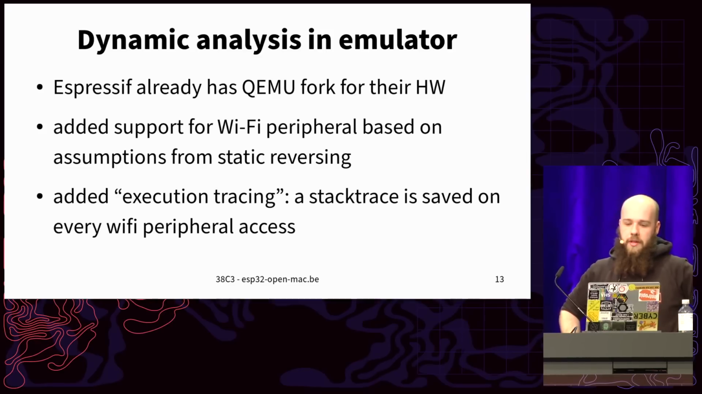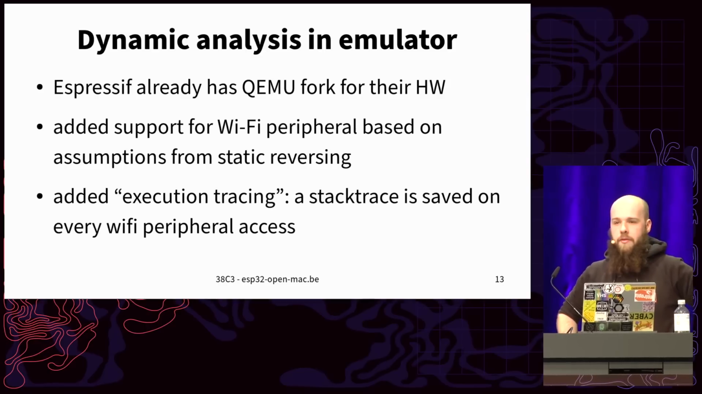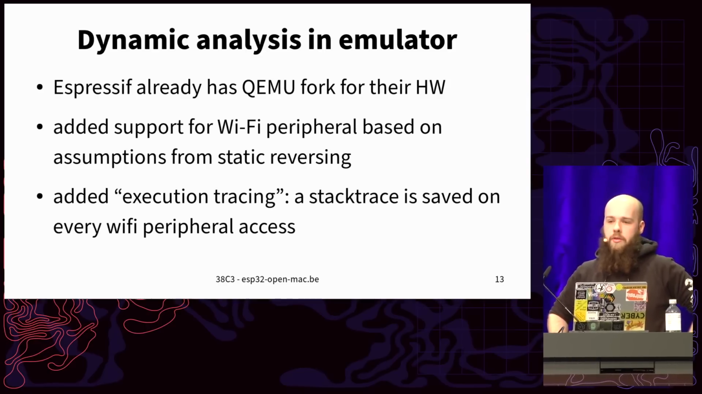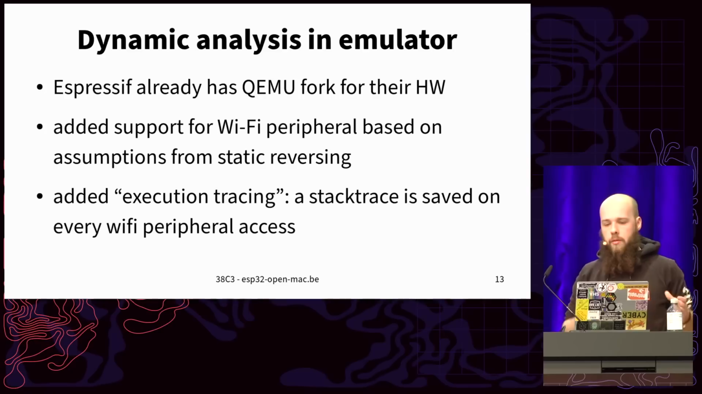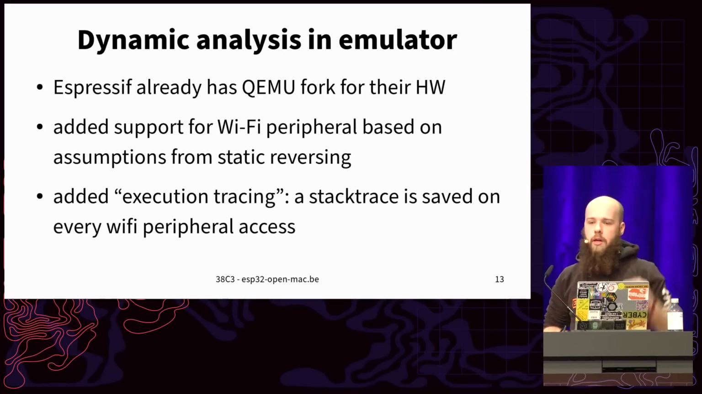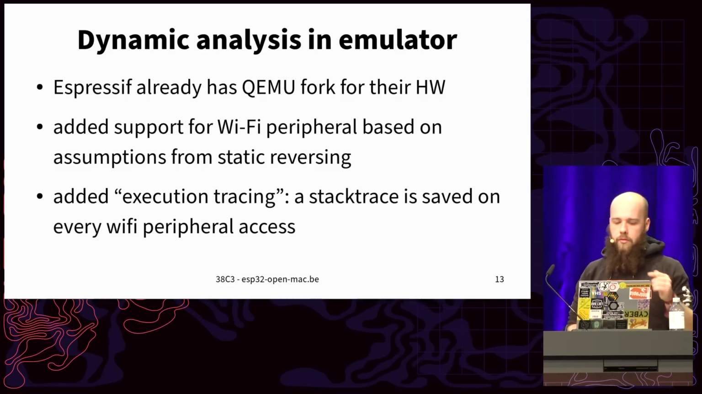And then luckily again for us, there was a fork of that fork that added some very basic Wi-Fi functionality, just enough so that the emulated ESP32 could connect to a virtual access point. So we worked further on that, and we added some logging so every access to a Wi-Fi peripheral gets logged to a file. And then I also implemented execution tracing. So every time it writes to a Wi-Fi hardware register, it stops the emulator, and then it saves the entire call stack also to a file. So you can see from which functions which hardware registers got accessed.